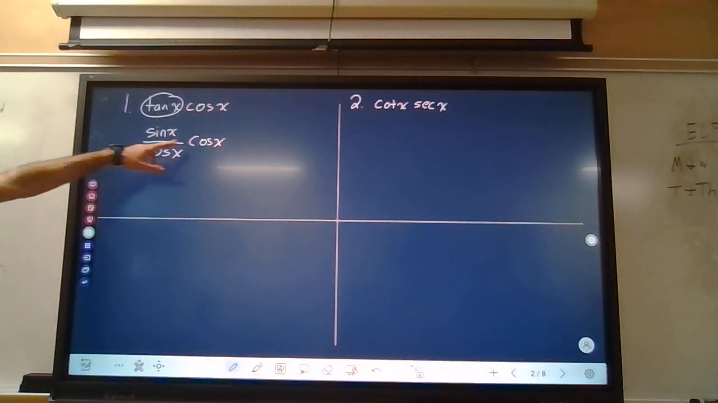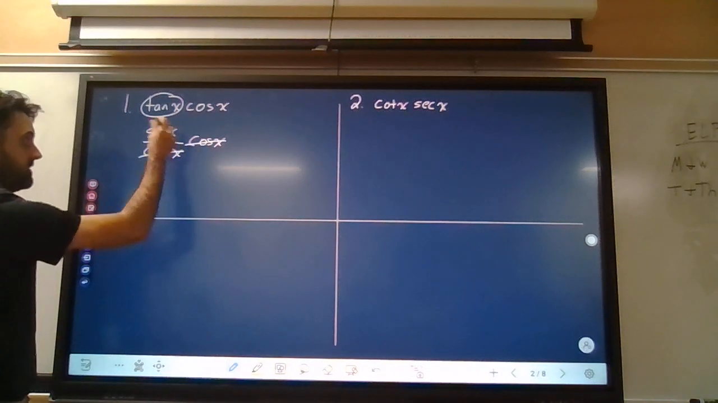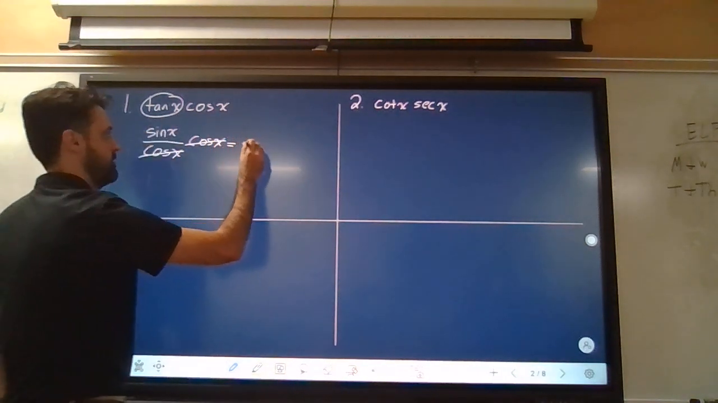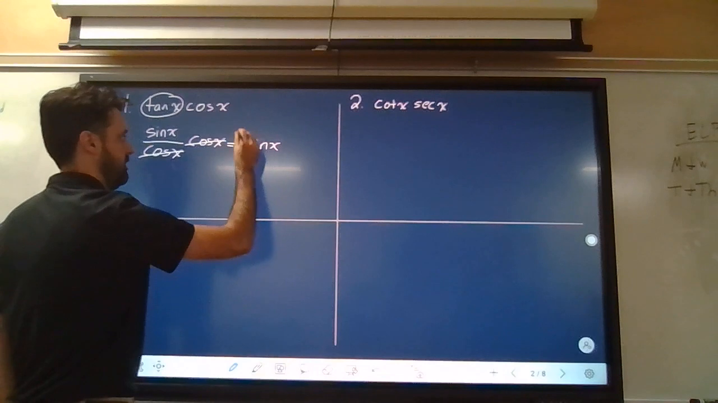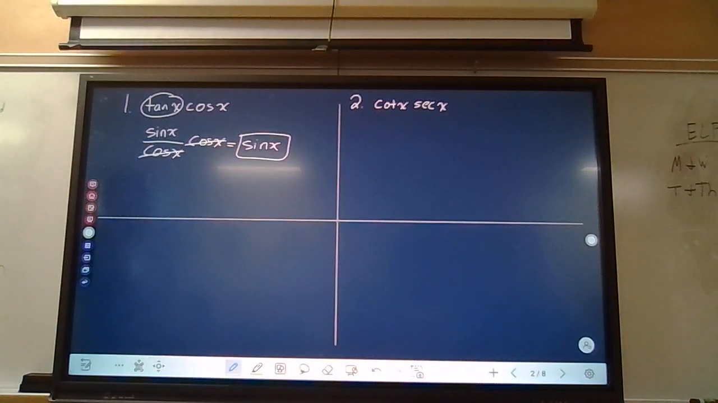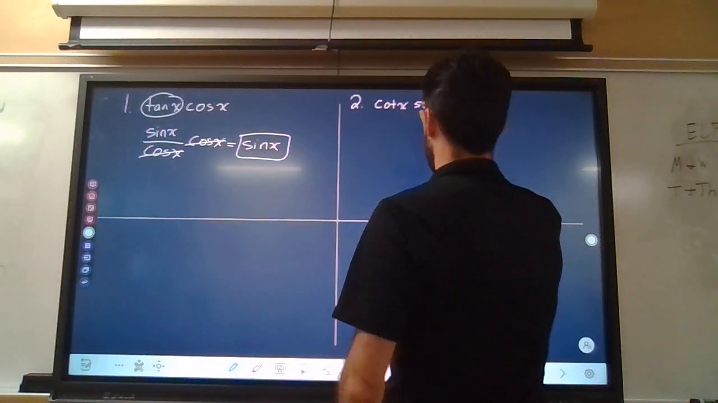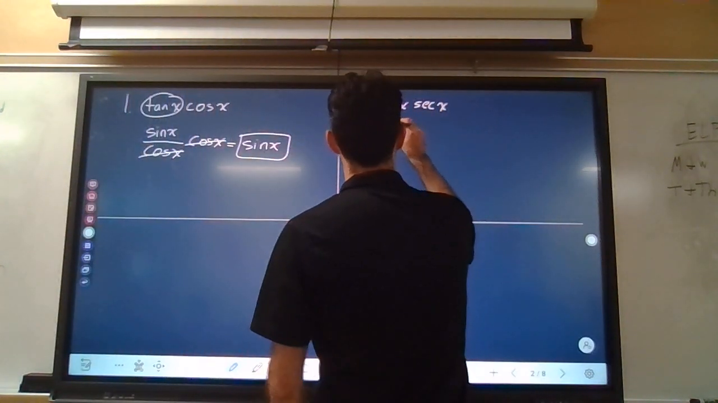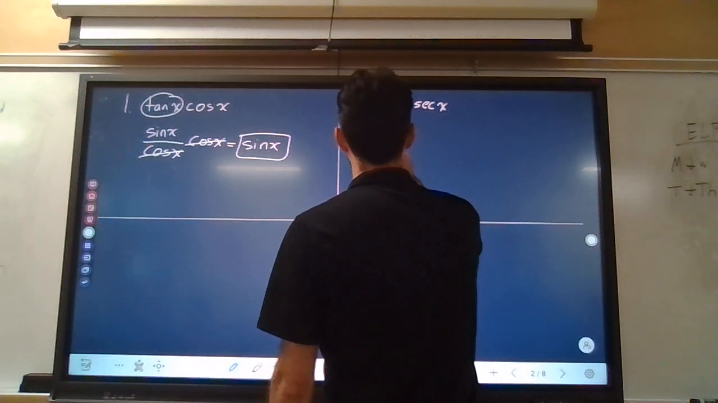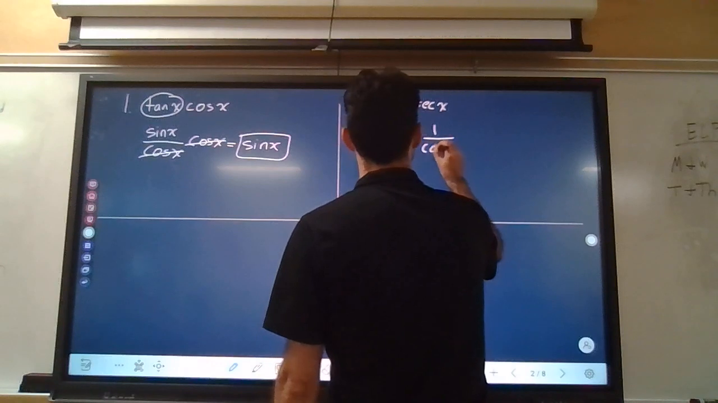Now we're both multiplying and dividing by cosine, so those are going to cancel. Sine of x is on top of the fraction, so our answer is just sine of x to the first question here. Now, second question, very similar. We've got cotangent times secant. We're going to write this as cosine of x over sine of x multiplied by 1 over cosine of x.